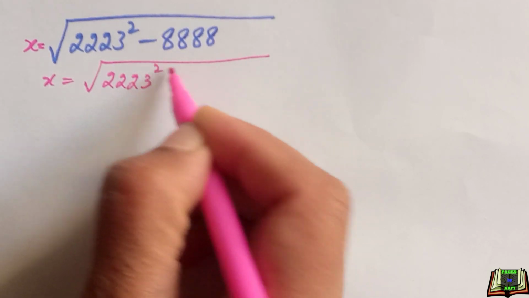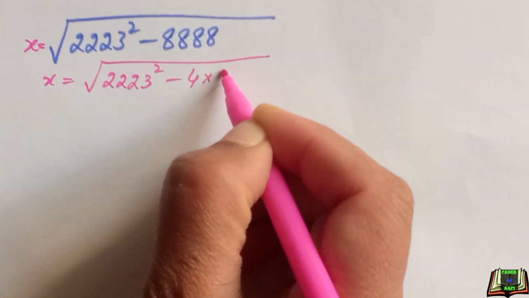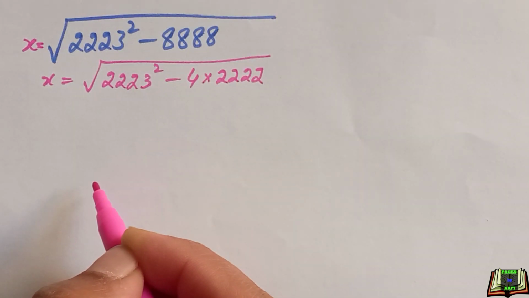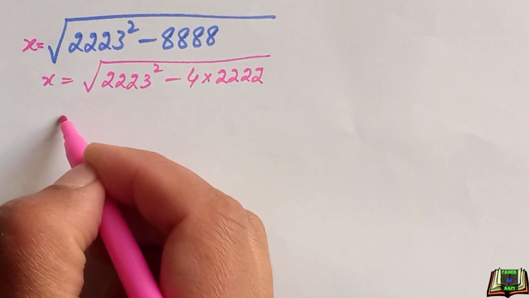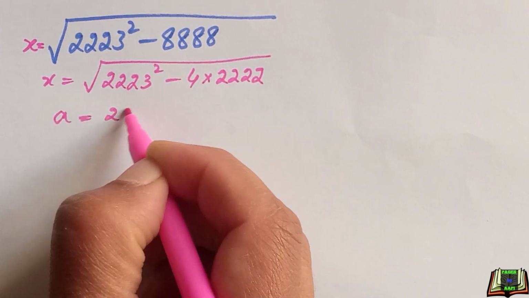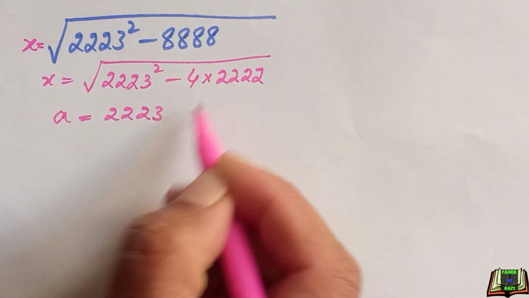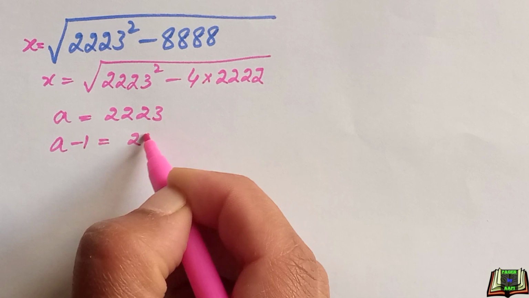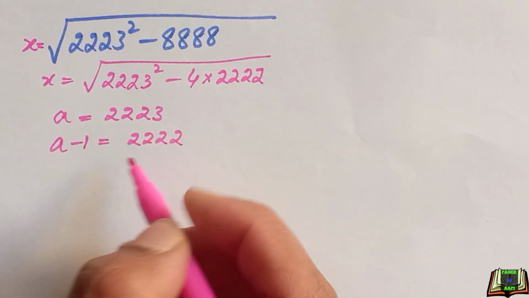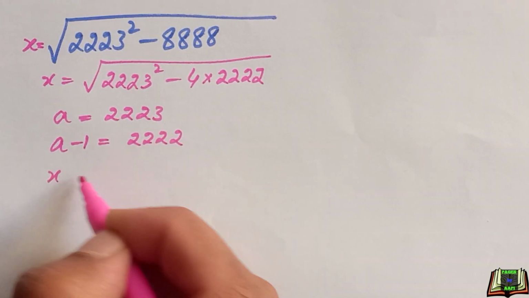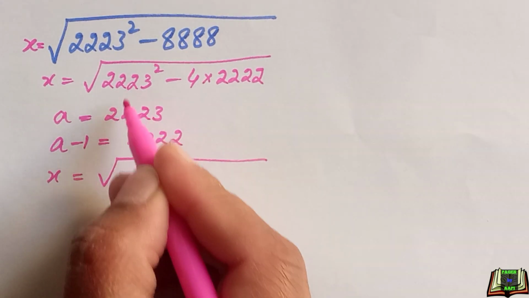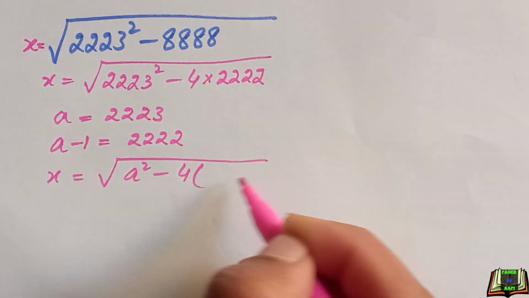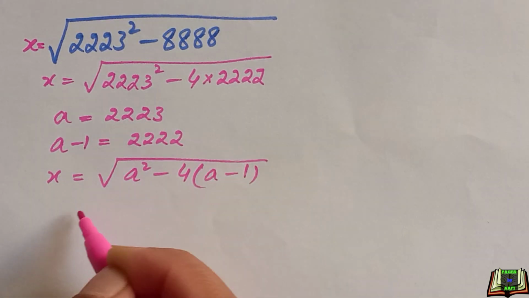2223 square minus 8888 can be written as 4 times 2222. Suppose this value is equal to a, so a minus 1 will be equal to 2223. By putting the value of these in the equation, we have this is equal to a square minus 4 times this is equal to a minus 1.